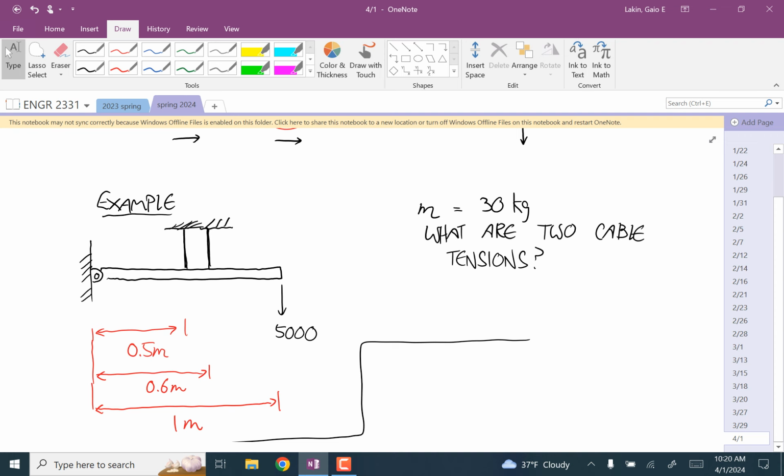And if those cables have big cross-sectional areas and big stiffnesses, then that's going to limit its stretching. It's not going to stretch very much.